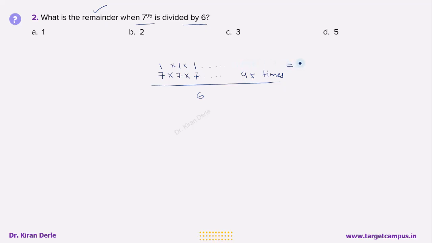So 1 multiplied by 95 times will be 1 only. This is your final remainder of this expression. I hope you're understanding this. See, your answer is done, by the way, right?